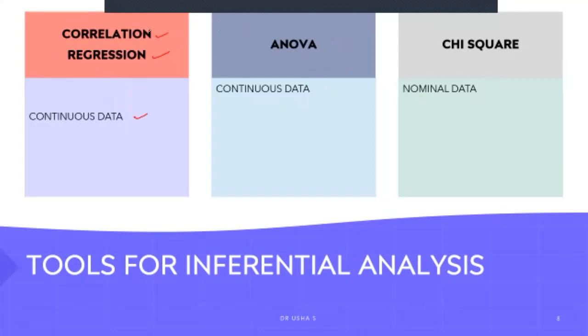The next type of tool that you have in inferential analysis is ANOVA, analysis of variance. So you try to find out whether there is a variance between two sample sets. Here, only continuous data can be subjected to tests of ANOVA. The third one you have is the chi-square test. This again tries to find out whether there is a relationship between two variables, and nominal data can be subject to chi-square analysis.